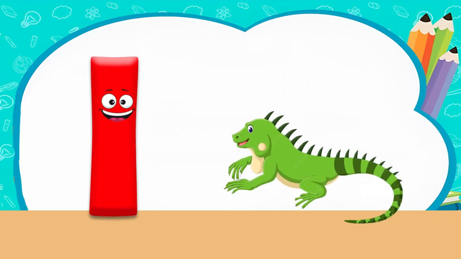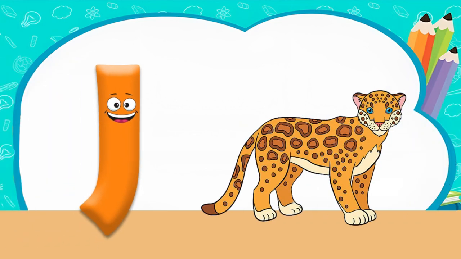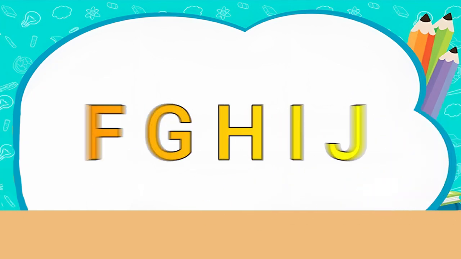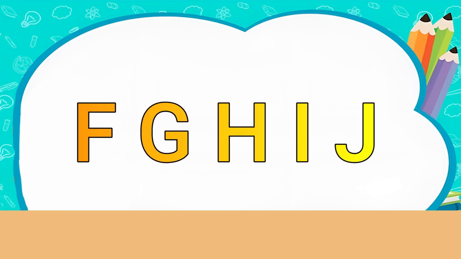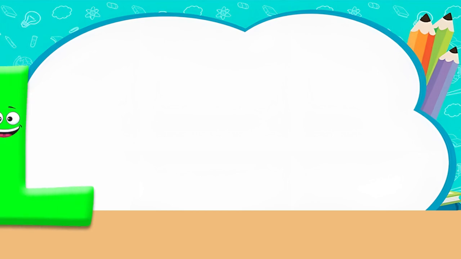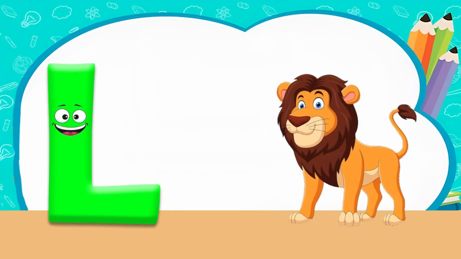Iguana, e e iguana. I is for iguana. J is for jaguar, j j jaguar. K is for kangaroo, k k kangaroo. L is for lion, l l lion.